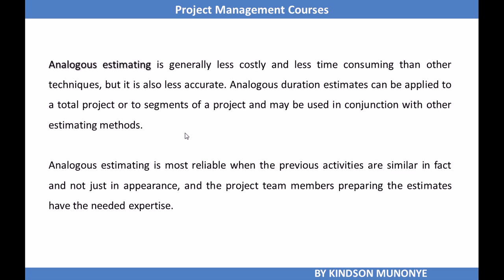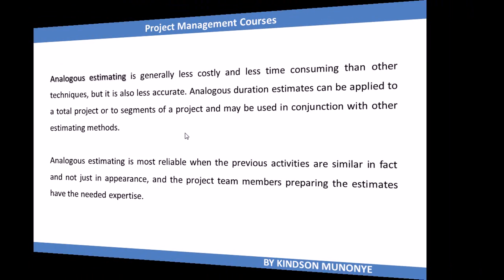So what we are saying is that we have a project that was completed last year, and you have a similar project this year and you are going to perform a duration estimate. You might look at the data from previous projects and then use it to estimate activity duration. But the more the similarity between this project and the previous project, the more accurate your analogous estimates will be.